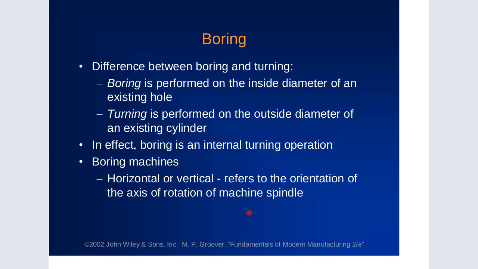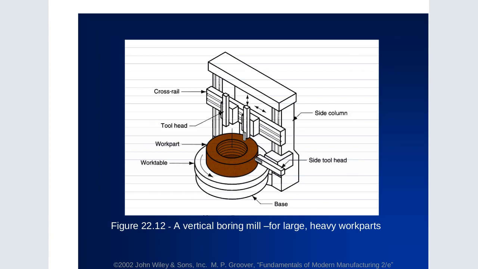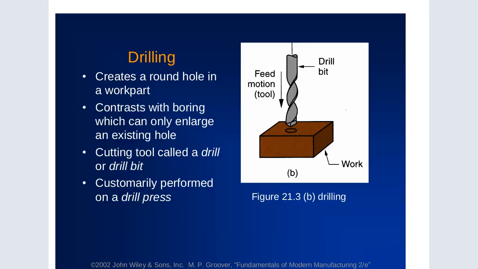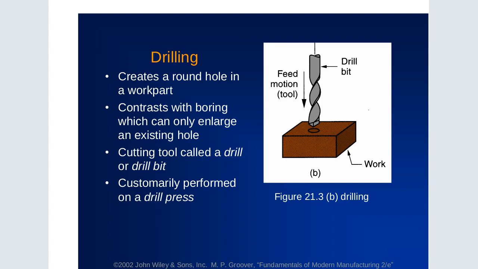Now, boring machines can be horizontal or vertical, which refers to the orientation of the axis of rotation of the spindle. Now you can see the boring machines. They can even be used to make threads or to make some holes inside a cylinder that already exists. This is a vertical boring mill for large, heavy work parts, like motor parts and big machines.